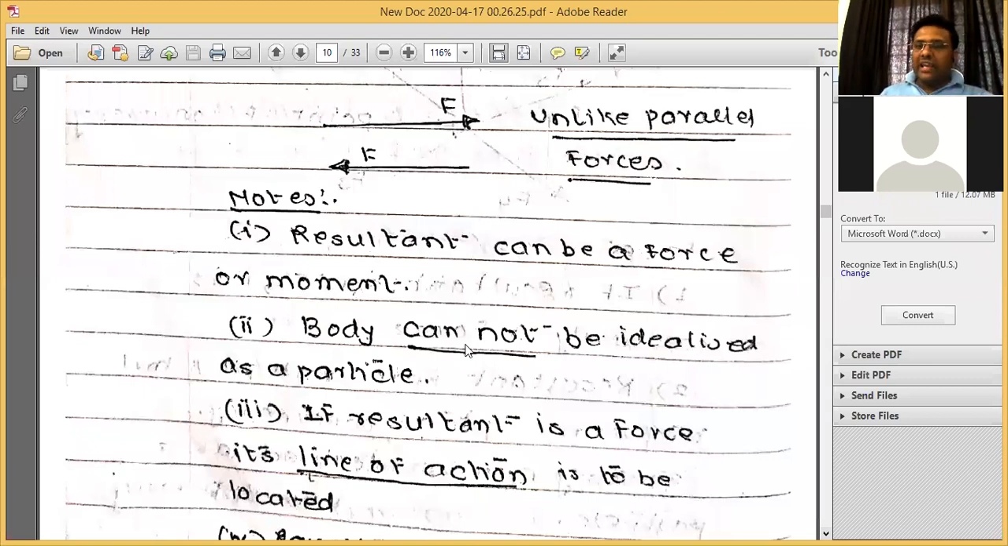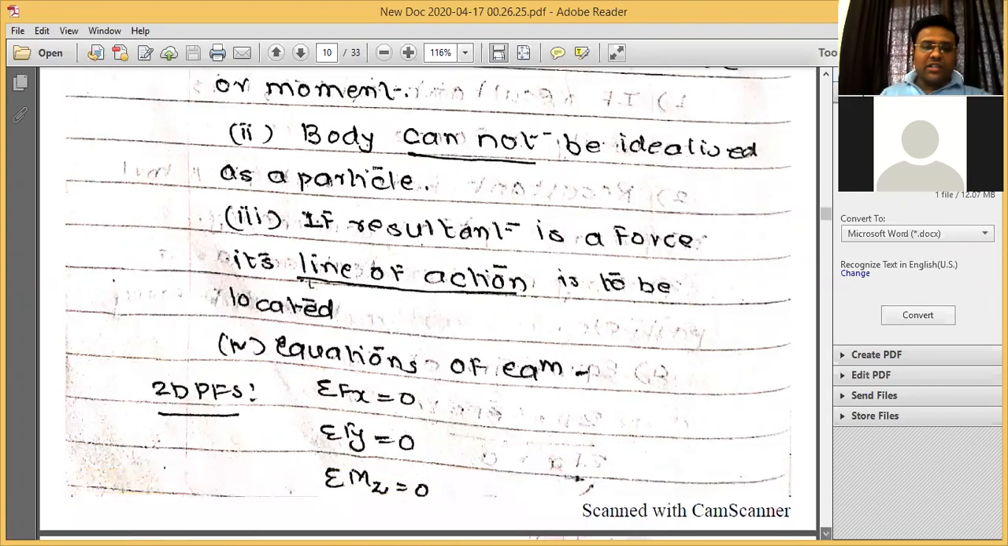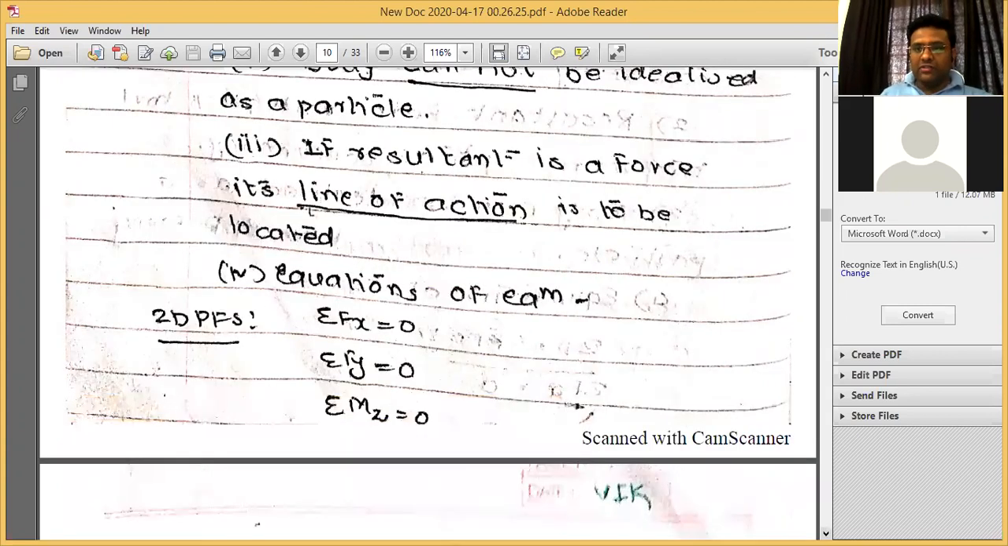The body cannot be idealized as a particle, very important thing. So in the parallel force system and generalized force system, it is not possible to idealize the body as a particle. And if the resultant is a force, its line of action is to be located by the well-known Varignon's theorem, which can be used for the parallel force system or generalized force system. Then we can observe the equations of equilibrium. Two-dimensional force system: summation Fx equal to 0, summation Fy equal to 0, summation Mz equal to 0.